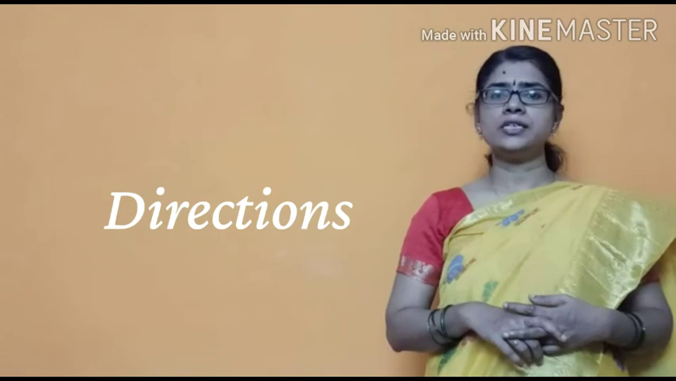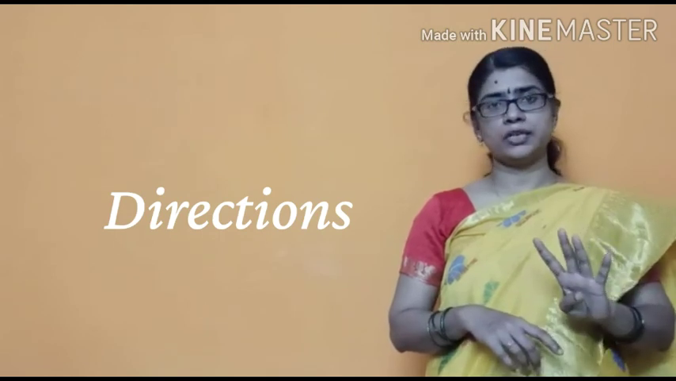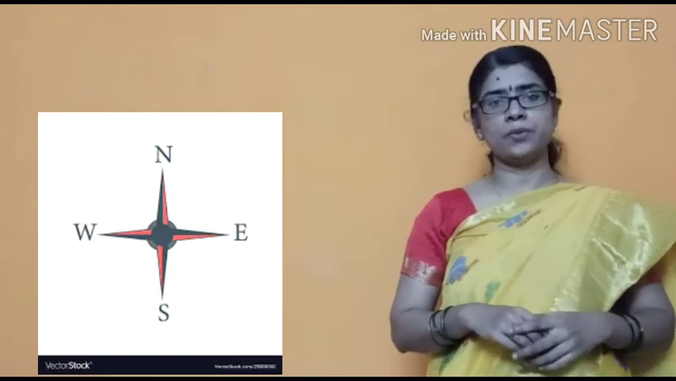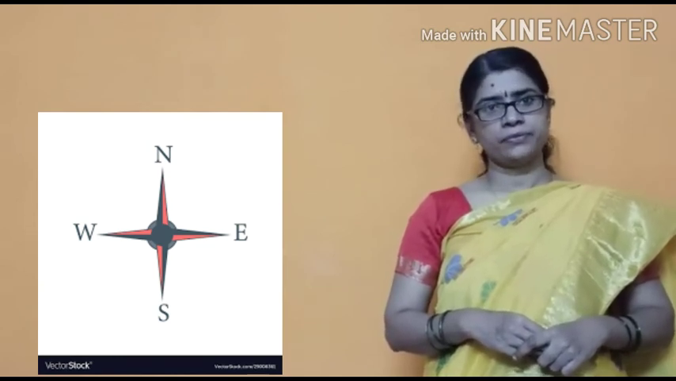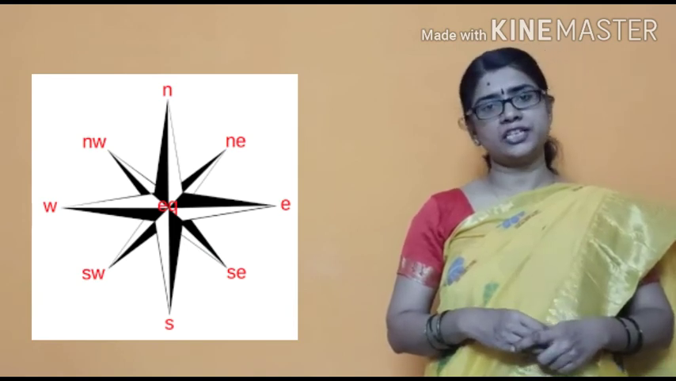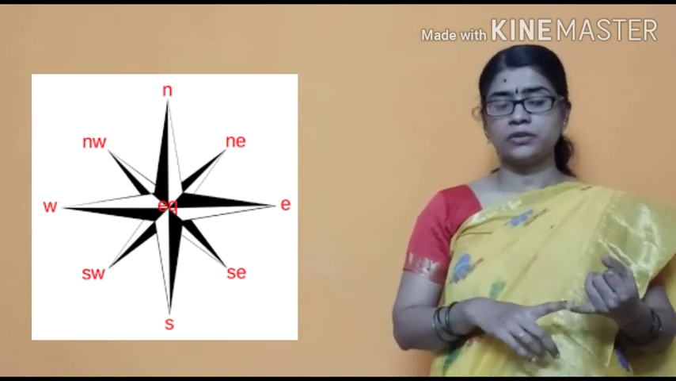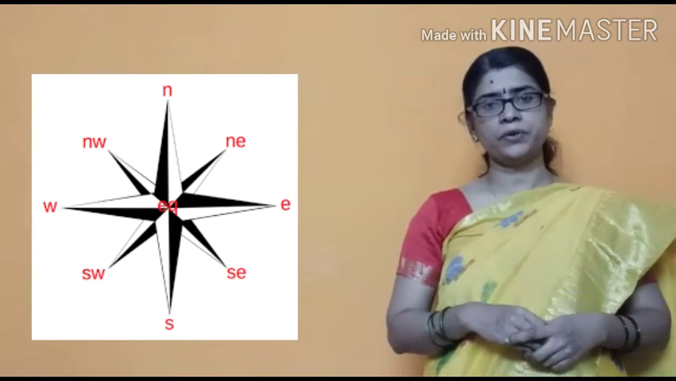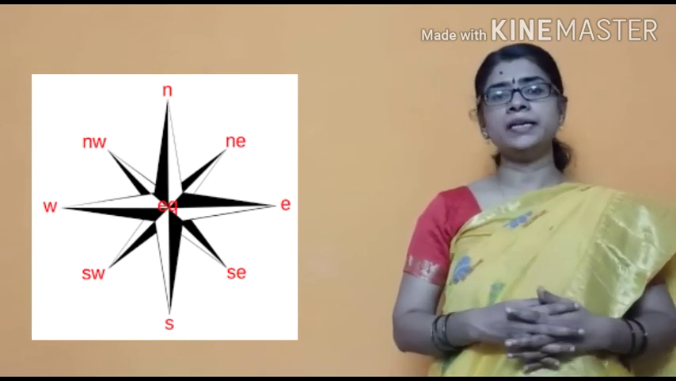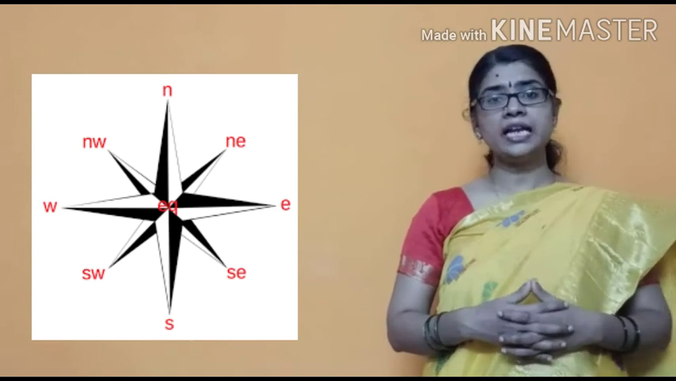Next, directions. Directions are mainly for children: north, south, east and west. They are known as cardinal directions. The directions between these main directions are sub-directions. They are northwest, southwest, northeast and southeast. They help us to read the map easily.